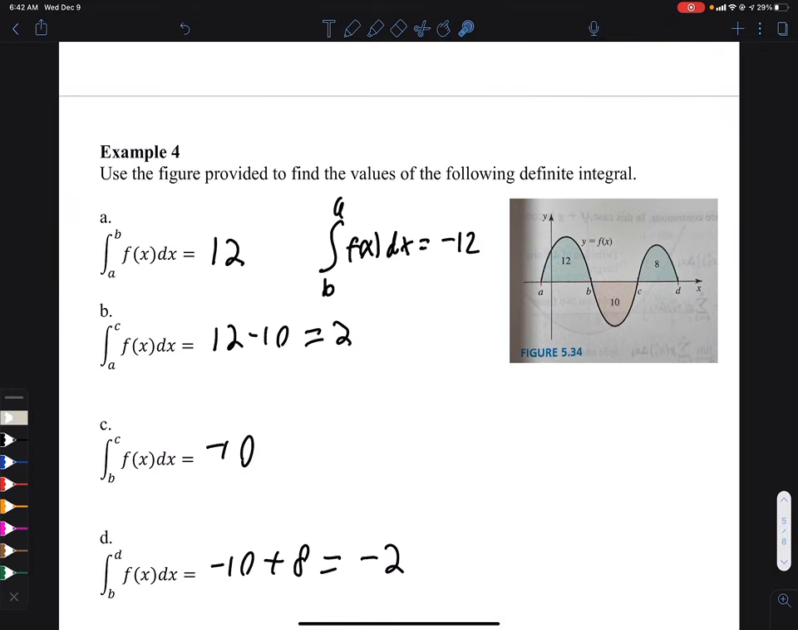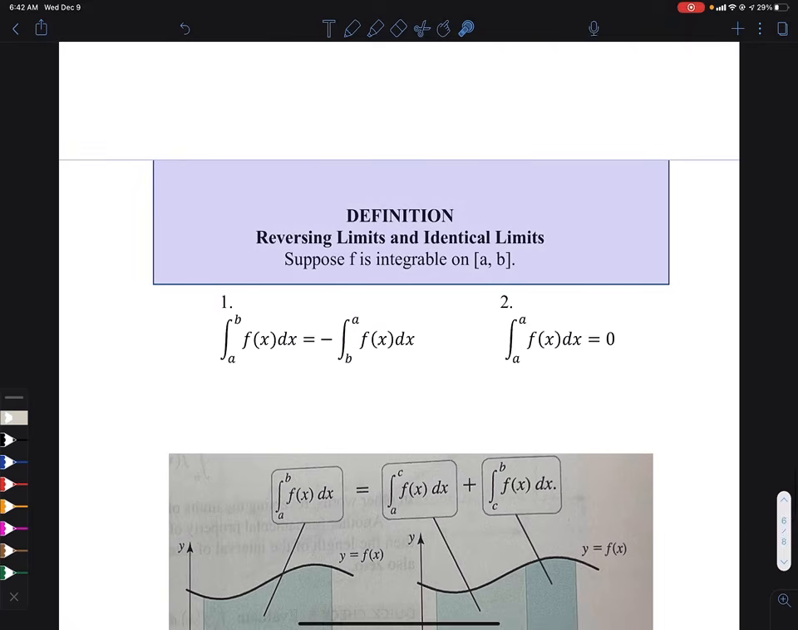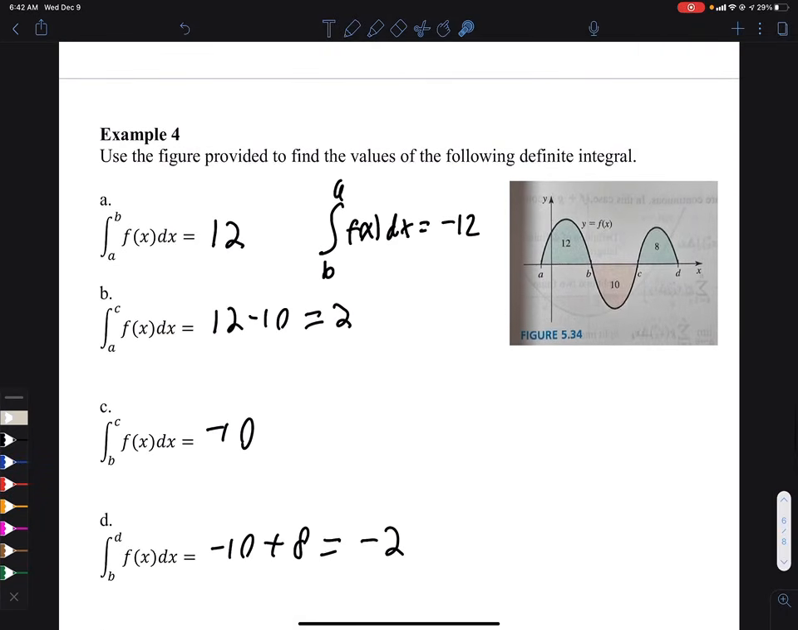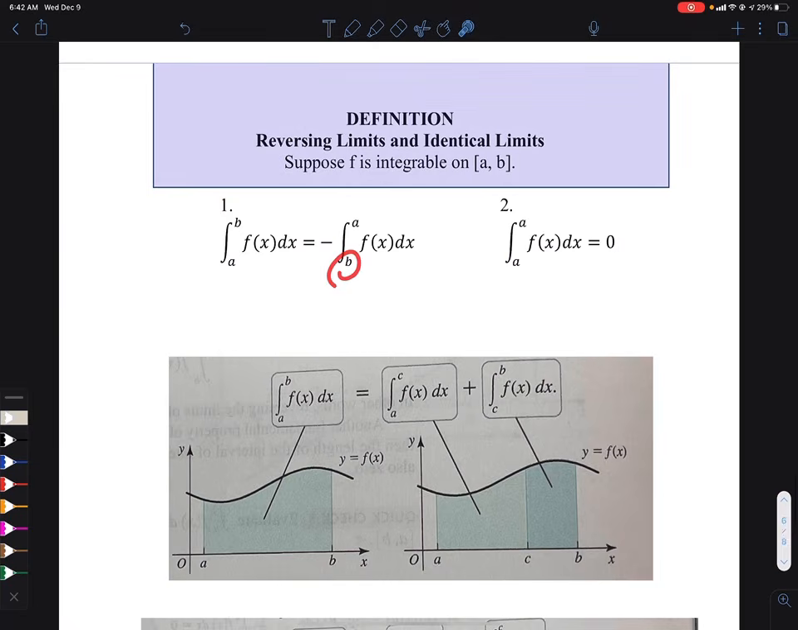And the only explanation, people ask me why, is this is actually a definition. They're telling you that when you go backwards, it comes out negative. But logically, to think of it this way, if you go backwards, now your delta x are negative. Your height's still positive, but your delta x becomes negative. So that's kind of how I think about it. But they're telling you, go backwards, opposite direction, your answer is opposite of what it was.